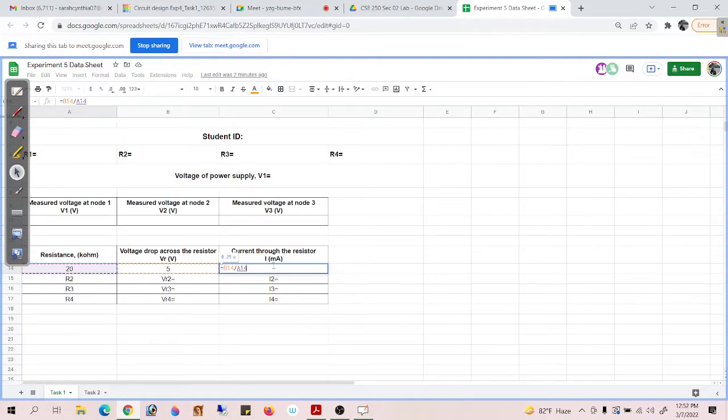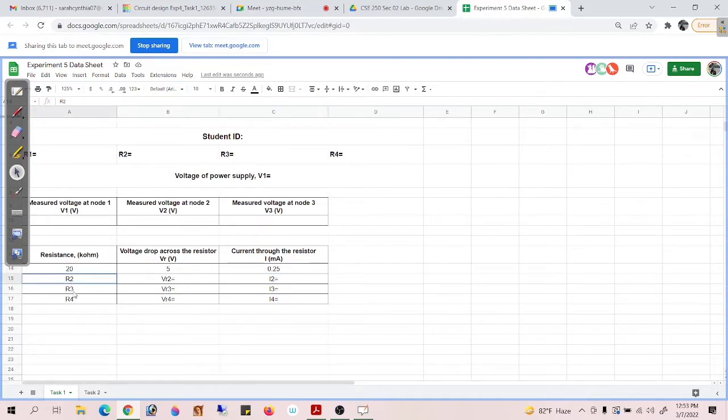Okay, so now when you have done this part, you will just press enter. Now look at the value. You have found out the current through the voltage across the resistor, you have found out what the current flows through this particular resistance R1.